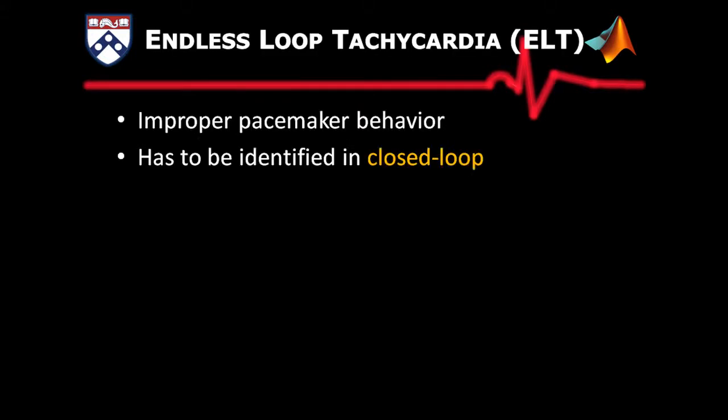In this section, we use a closed-loop pacemaker malfunction as a case study and demonstrate our simulation and heart-on-a-chip platform. Endless loop tachycardia is a closed-loop execution of a pacemaker and the heart during which the pacemaker inappropriately increases the heart rate. Since this behavior involves both the heart and the pacemaker, it cannot be identified during open-loop testing.